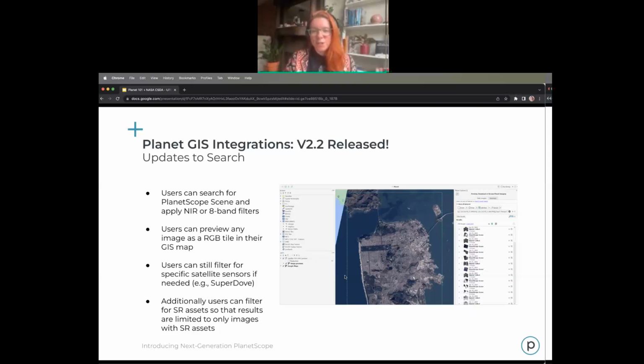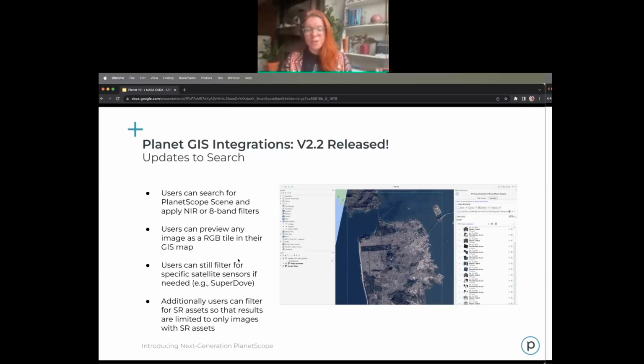And like I said, the integrations are basically like running Planet Explorer inside of one of these packages. So you can apply the same search filters. You can preview the tiles in the map interface that you're using. You can still filter for specific sensors like SuperDove versus Dove Classic if you need to.